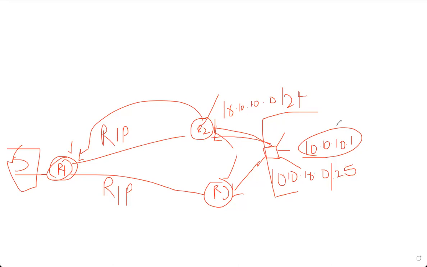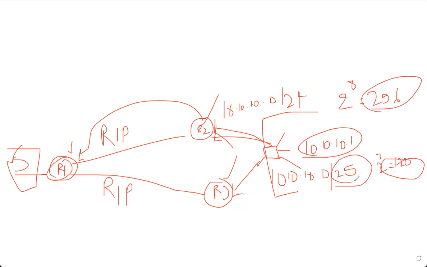When you do 2 power 8, that will be 256. When you do 2 power 7, that will be 128. So this group is smaller than this group. Because of the longest prefix match, the smallest group is preferred, which has the longest prefix match.